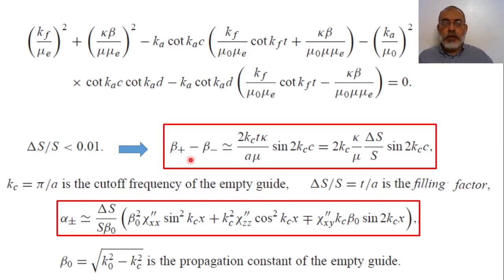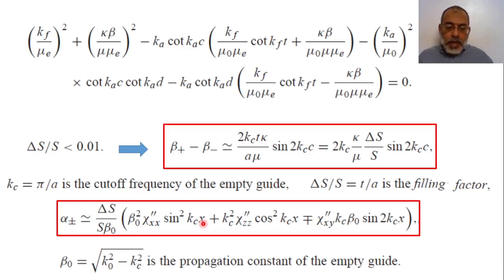So this is the difference between the forward propagation constant minus the backward propagation constant, approximately. In a similar way, we can obtain the attenuation coefficients for the forward and backward directions, alpha plus and minus. Alpha plus and minus would be delta S over S, which is the filling factor t over A, divided by beta naught, where beta naught is the propagation constant of the empty waveguide, which is the square root of k naught squared minus k cutoff squared, multiplied by beta naught squared, multiplied by the imaginary part of the susceptibility in the x direction, xi xx double dash, sine squared k cutoff multiplied by x.